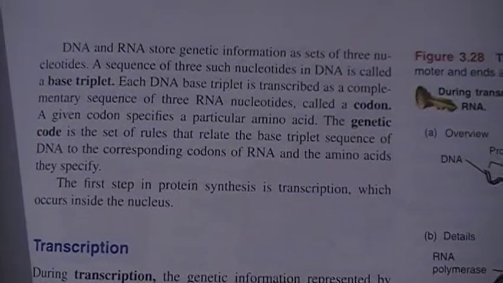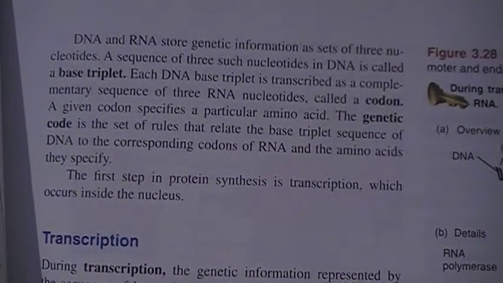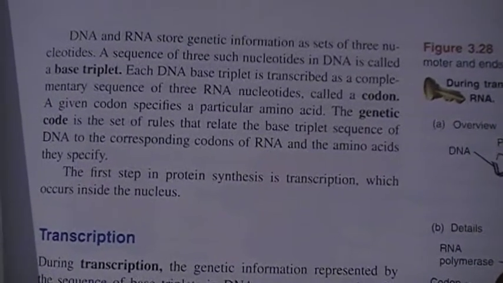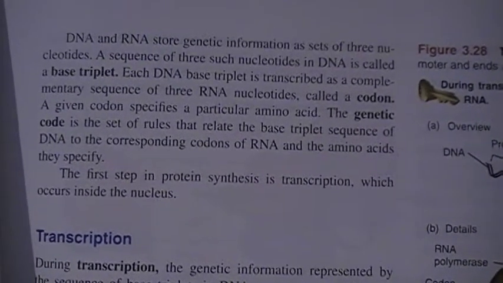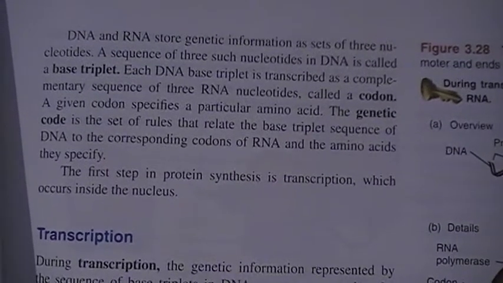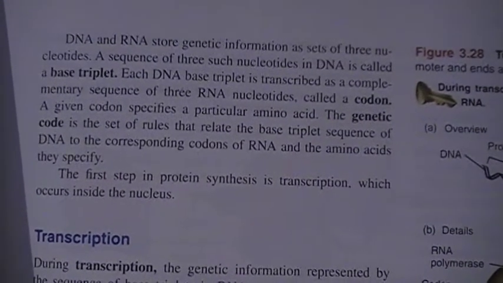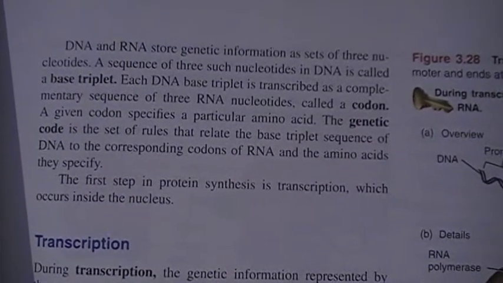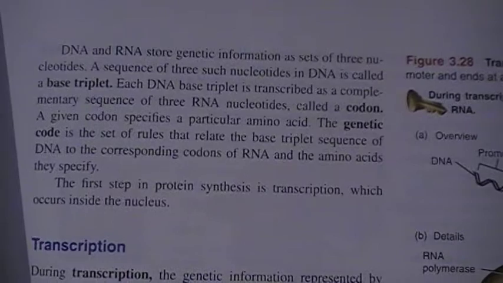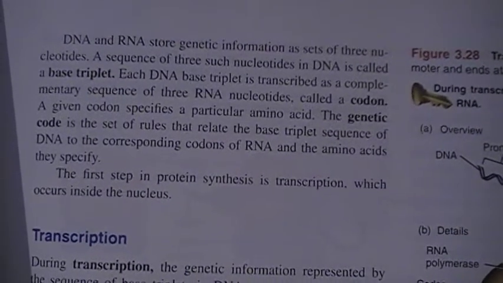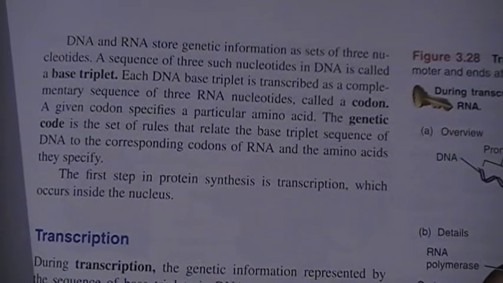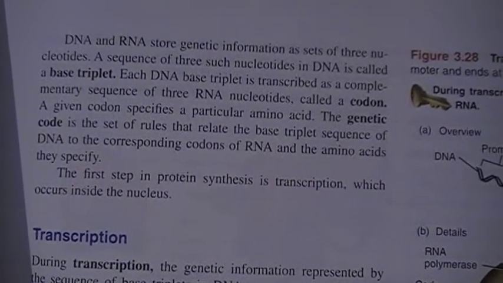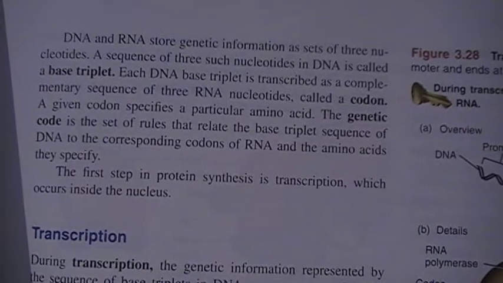Each DNA base triplet is transcribed as a complementary sequence of 3 RNA nucleotides called a codon.